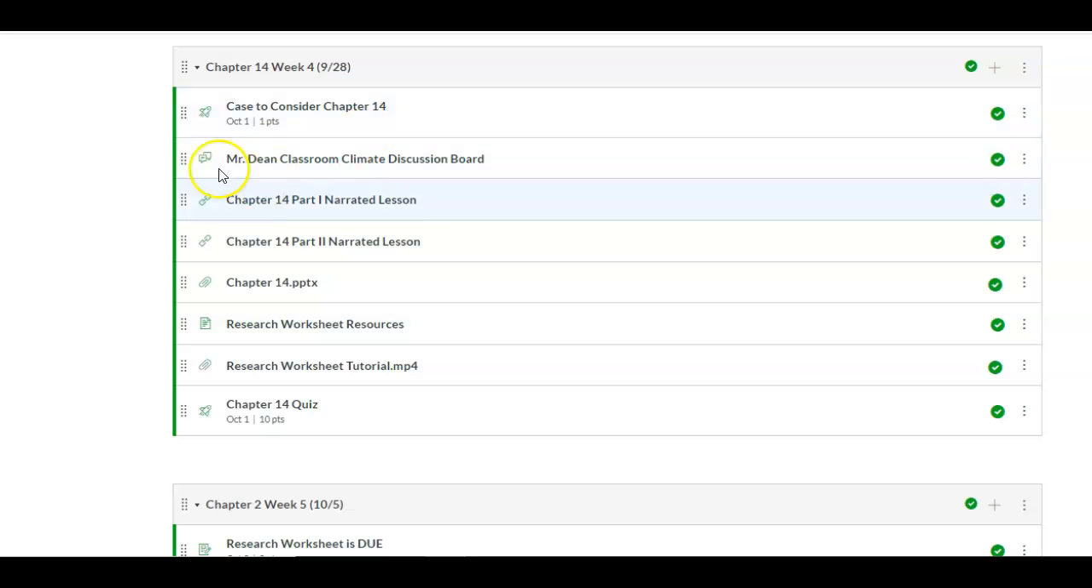Okay, all right. So I need to complete a case to consider, which is one of my assignments. I need to complete a discussion board, which is one of my assignments. I have my narrated lesson. Now, each chapter has a narrated lesson. Some of the chapters are a little bit longer in terms of their amount of content, so I broke them up into two parts. So, for example, chapter 14, you would watch part one first and then part two.